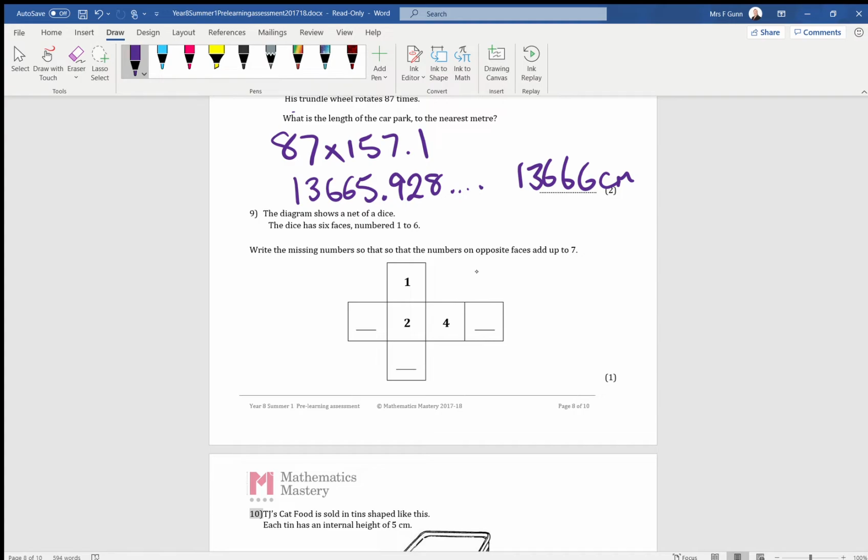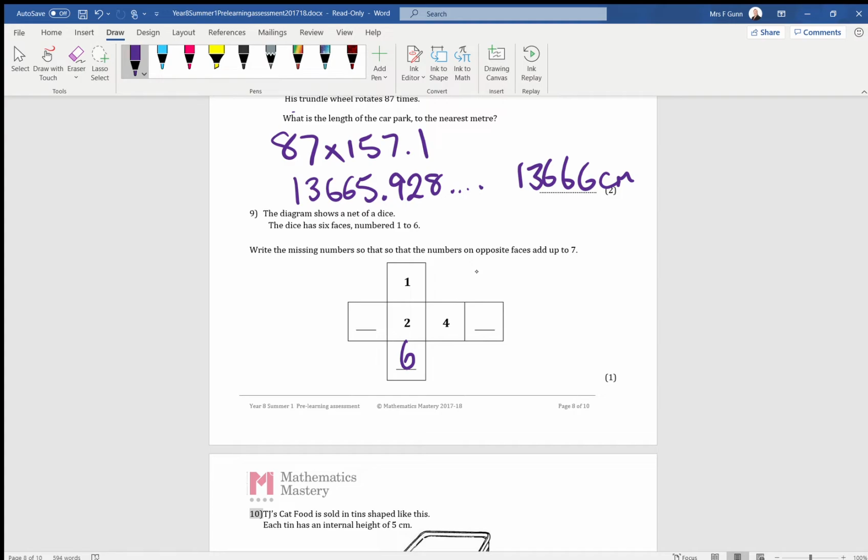So write the missing numbers so that the numbers on opposite faces add to 7. So if we think about it, if that's going to be my base, so the bottom of it is going to be a 2, that is going to lift up to the side, and that's going to lift up to the side. So those two are going to be opposite each other. So those two have to add up to 7. So that's got to be a 6.